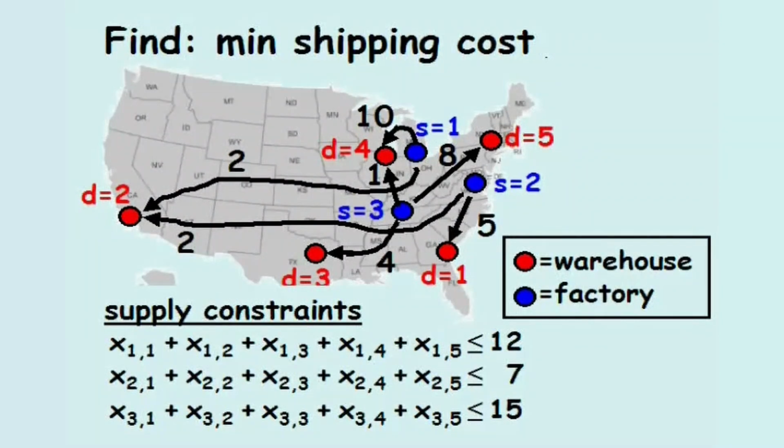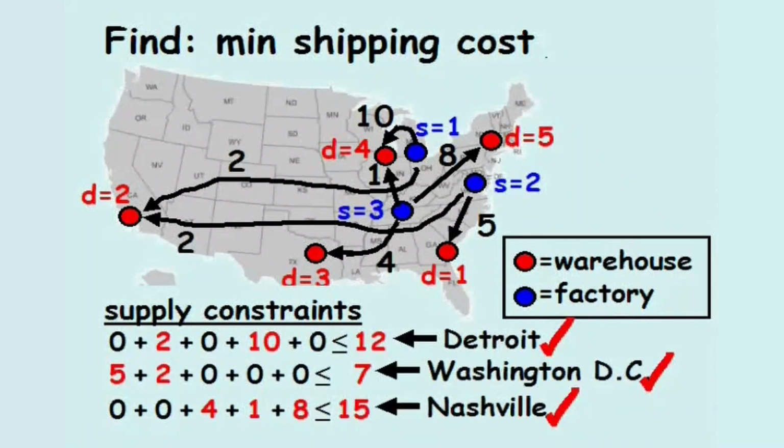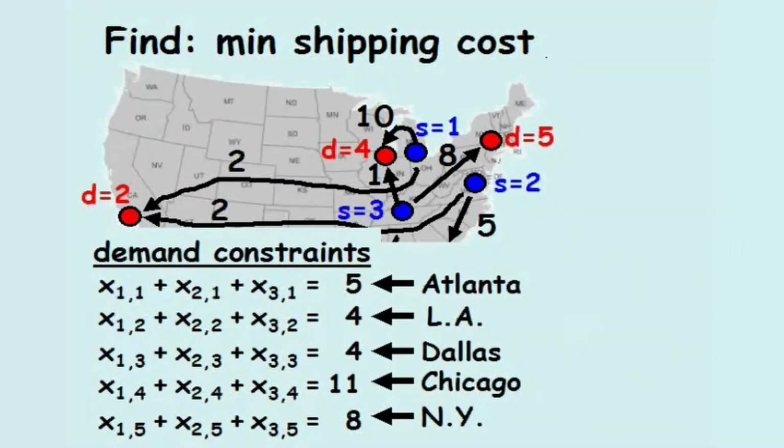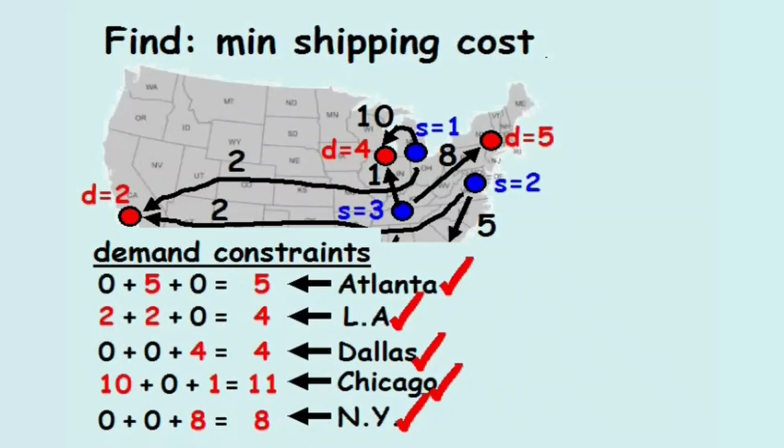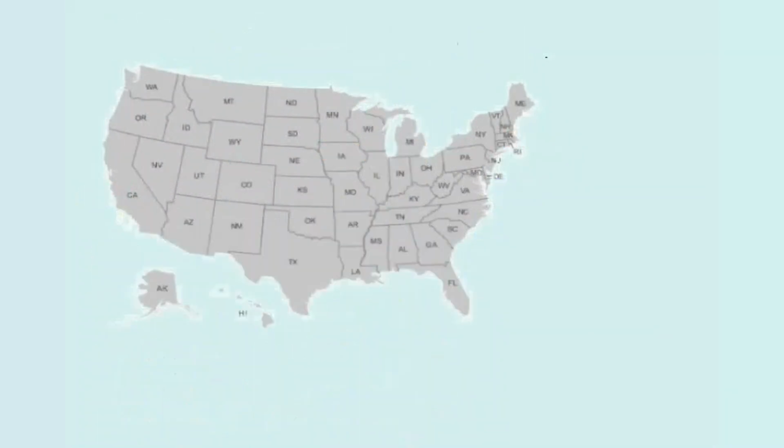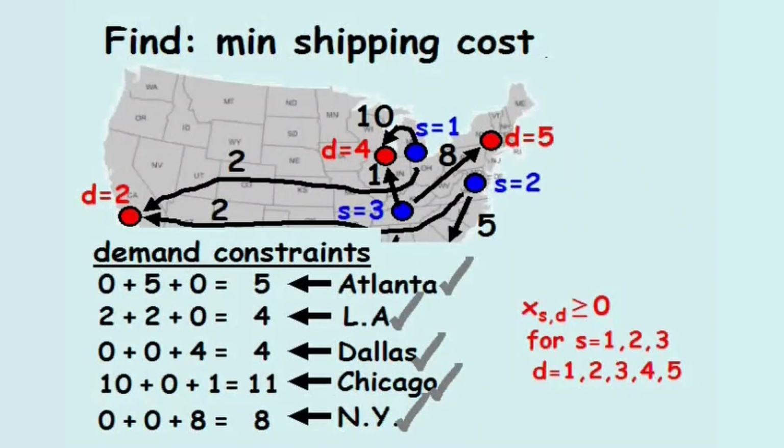We can confirm this solution is feasible by looking over the supply and demand constraints. The sum of the cases from the Detroit, Washington, D.C., and Nashville factories is at most the capacity of the factory. Similarly, the sum of the cases delivered to Atlanta, Los Angeles, Dallas, Chicago, and New York equal the demanded quantities at each location. Furthermore, all variables satisfy the non-negativity constraints, and all non-basic variables equal 0.